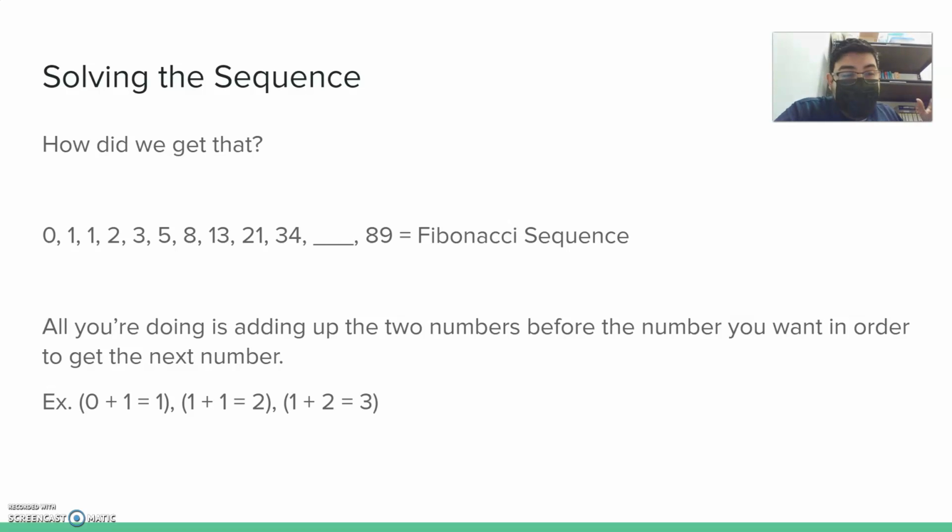All right. So all you're doing for the Fibonacci sequence is adding the first two numbers that you see to get the next one. So 0 plus 1 is 1. 1 plus 1 is 2. 1 plus 2 is 3. 2 plus 3 is 5. 5 plus 3 is 8. So on and so forth until you get 55. All right, so that's all you're doing for the Fibonacci sequence. That's how you find numbers in it.